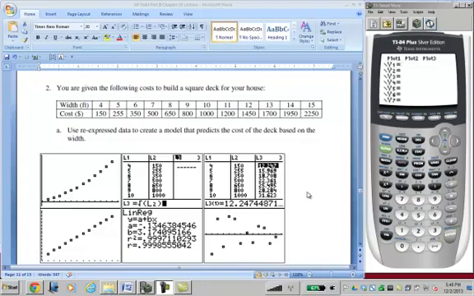Okay, deck costs. You can put your data in when you're ready. Get back to me.